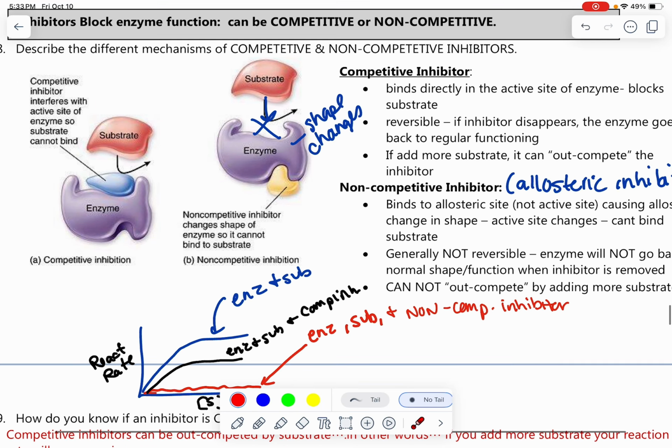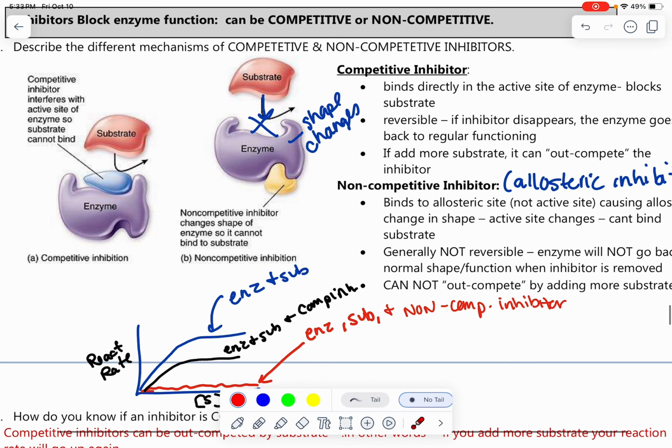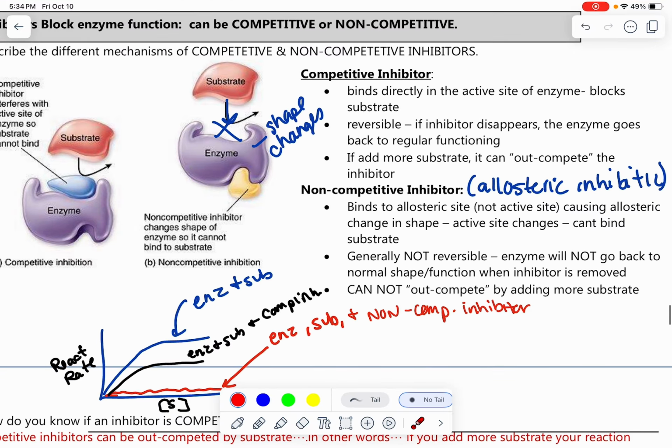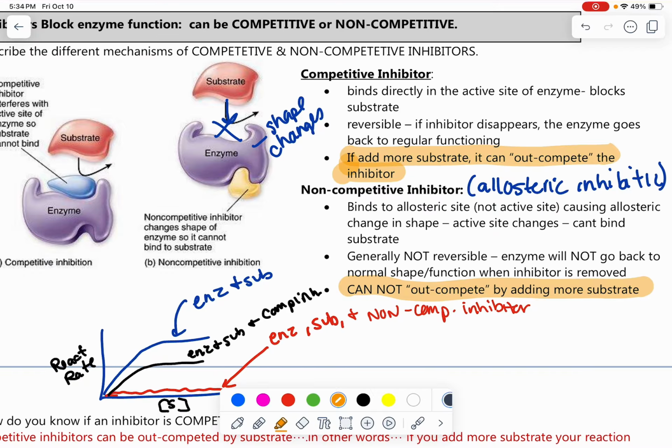So how would we be able to tell? This comes up a lot on tests, wink, wink. How would I tell if I know that a certain enzyme has an inhibitor that's blocking it? How would I figure out if it's a competitive inhibitor or a non-competitive inhibitor? I wrote that in a competitive inhibitor here, if I add more substrate to the cell or the test tube or whatever I'm testing, it can outcompete the inhibitor. Whereas a non-competitive inhibitor, you cannot outcompete it.